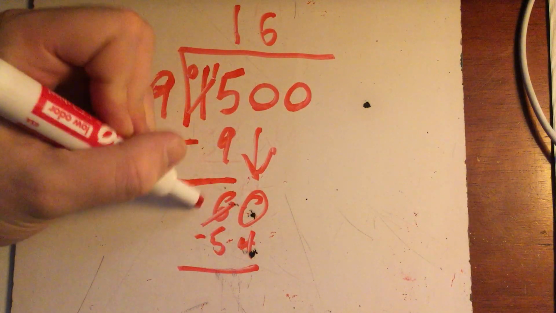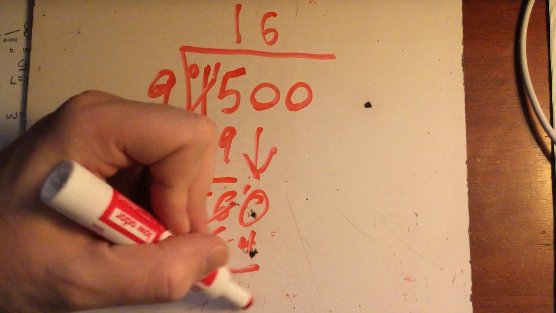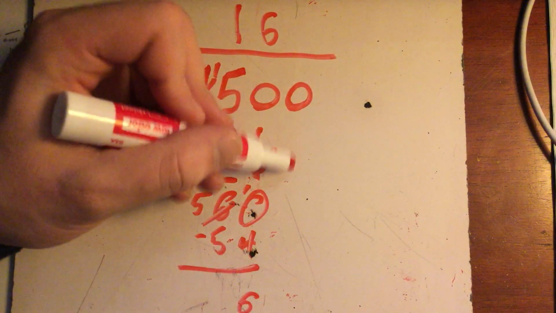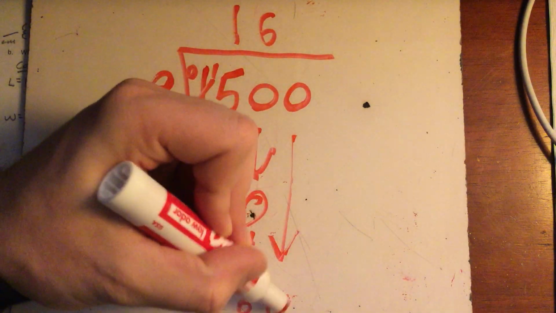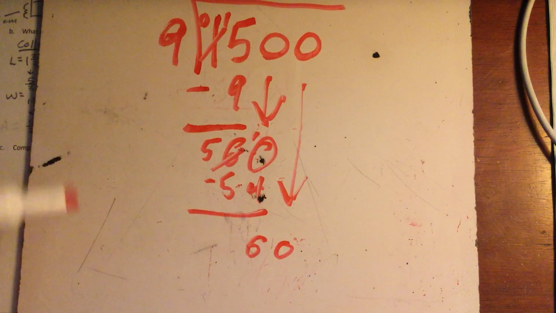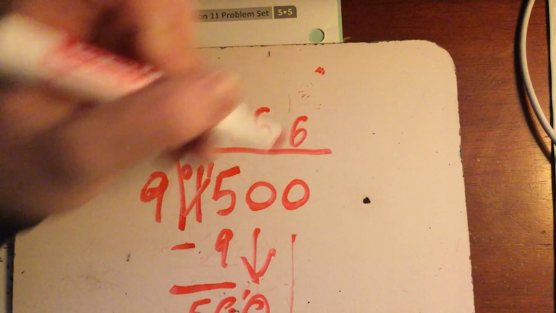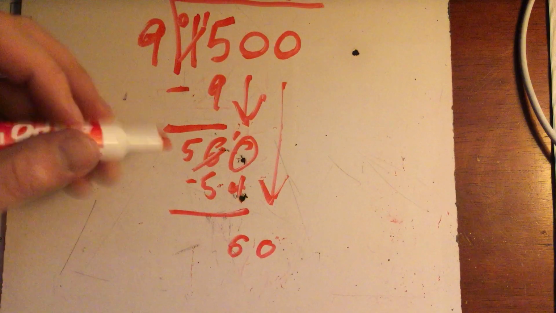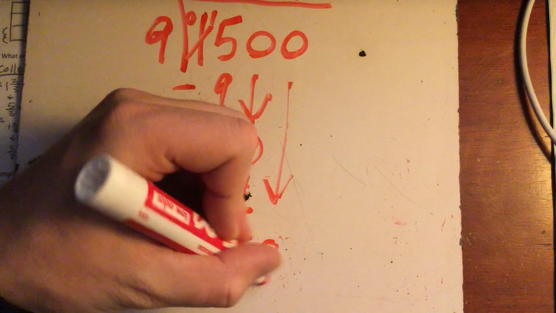All right, regrouping. 10 minus 4 gives me 6. 5 minus 5 gives me 0. I'm going to take that 0, drop it all the way down now. Okay, I'm thinking about how many times 9 goes into 60 again. I know that 9 goes into 60 6 times. Okay, 9 times 6 gives me 54.